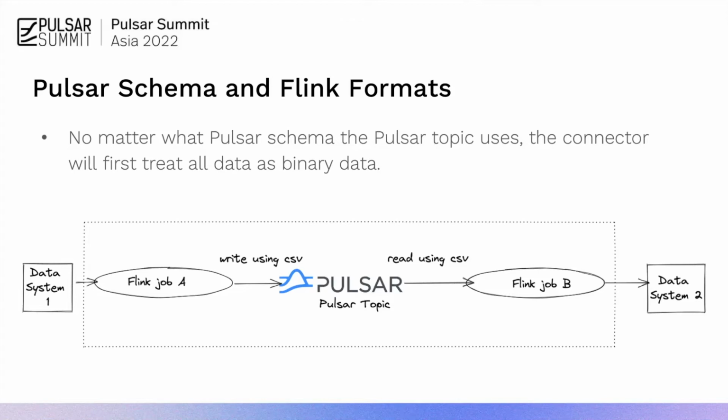And we have another Flink job B here, it's reading using CSV as well. And when Pulsar sends out the data to Flink job B, it still considers it as binary data only. Flink job B can deserialize the binary data, of course, and send it out to another system. So this way you can actually have a very flexible Flink format choice, as long as you know what kind of binary data you are storing in the Pulsar topic, and you have a matching Flink format.